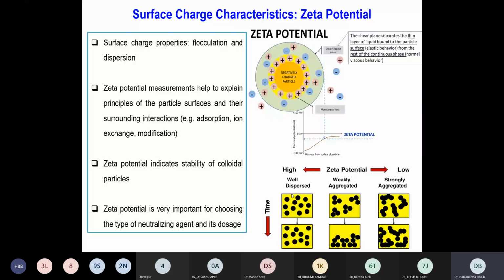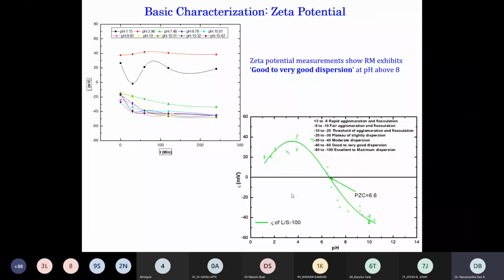These are some zeta potential responses of the red mud. As you can see, the zeta potential varies as you change the pH. Whenever the zeta potential becomes zero, this is called the point of zero charge. For the red mud, it happens at a pH of 6.6. When the pH is below 6.6, the zeta potential is positive, and when it is above 6.6, it is negative.